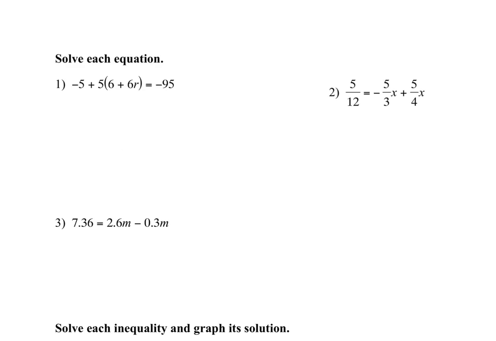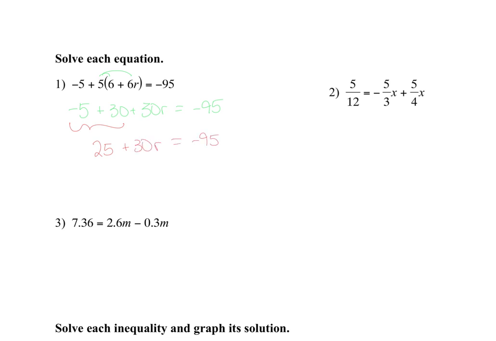Sections 1.4 and 1.6 really dealt with simplifying equations and basic inequalities. For basic equations, you want to do your distribution first, and then you want to combine anything that is on the same side of that equation. In this case, these are on the same side, so we're just going to do what it says, negative 5 and 30.